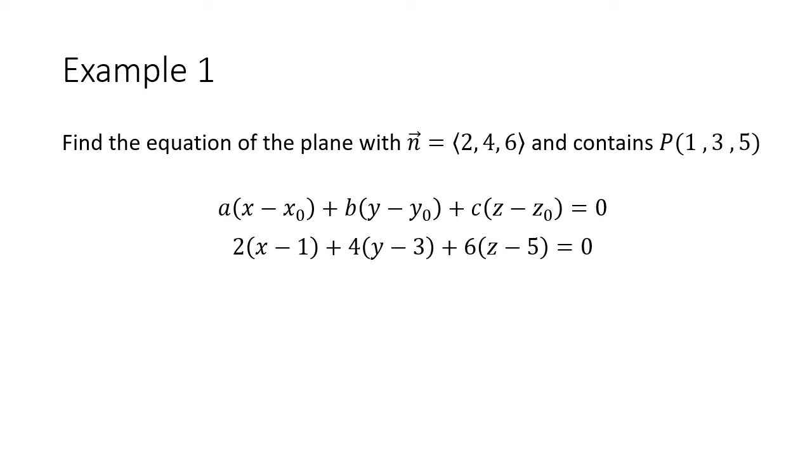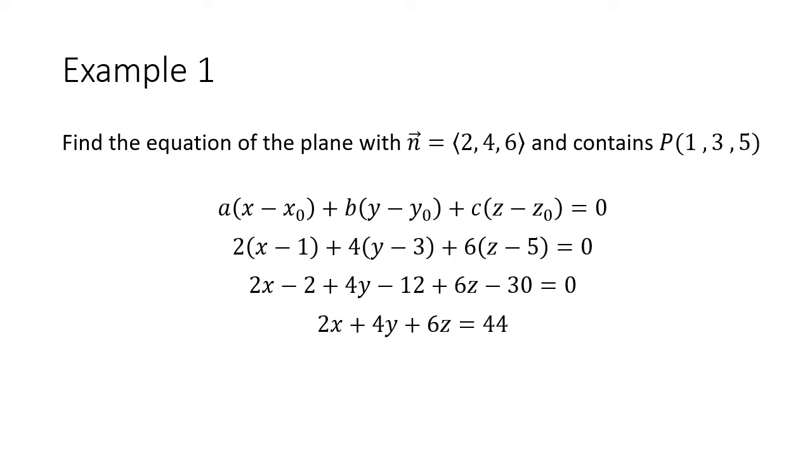So, again, we plug in our normal vector for the a, b, and c. We plug in our point for the x0, y0, z0. And then it's just a matter of simplifying. So distribute. And then once we distribute, we're just going to combine like terms, which in this case are just my constants. Now, there are two ways we can do this. Obviously, we have minus 2, minus 12, minus 30, which is minus 44. And you can leave the minus 44 on the left side.